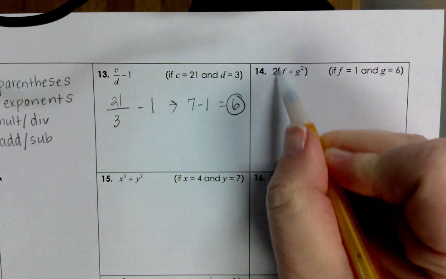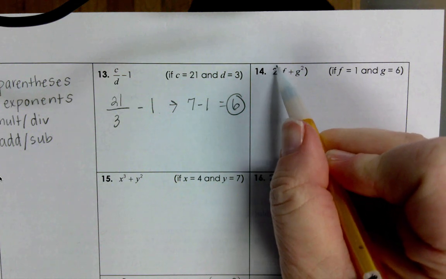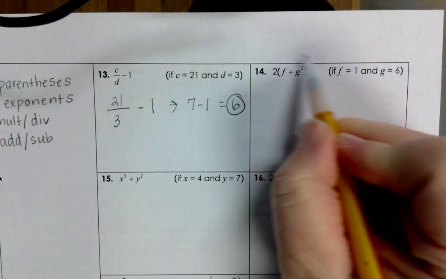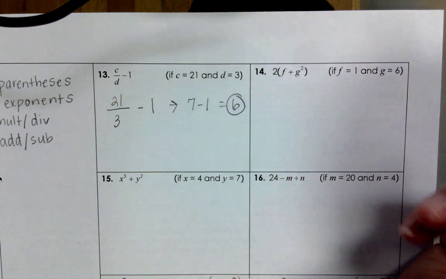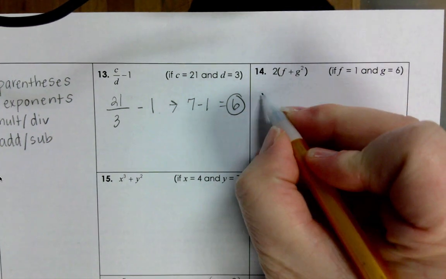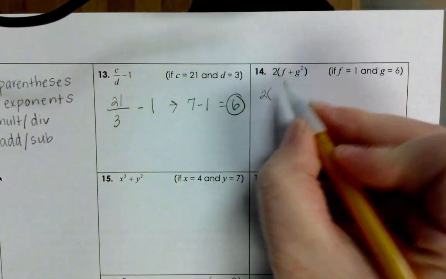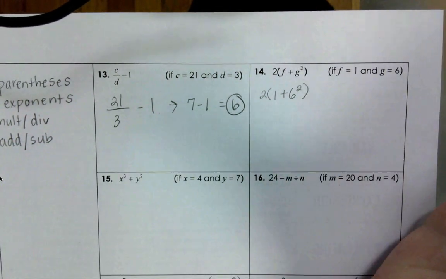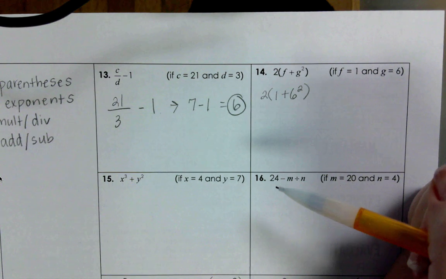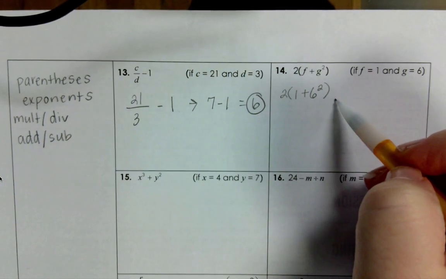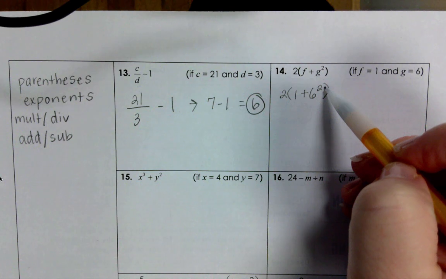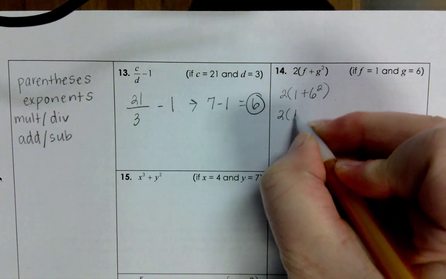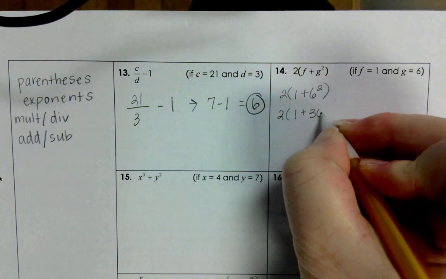Now I have 2 times, and remember, when we have a number next to parentheses with nothing else, that means to multiply. So 2 times in parentheses f plus g to the power of 2 close parentheses. So we're going to rewrite this, 2 times f is 1 plus g squared, so 6 squared. Now that I've rewritten it, I need to go back and look at my order of operations, and I know that I got to do parentheses first, and inside parentheses I have addition and exponents. Well, what comes first? Exponents. So rewriting, 2 times 1 plus 6 times 6 is 36.